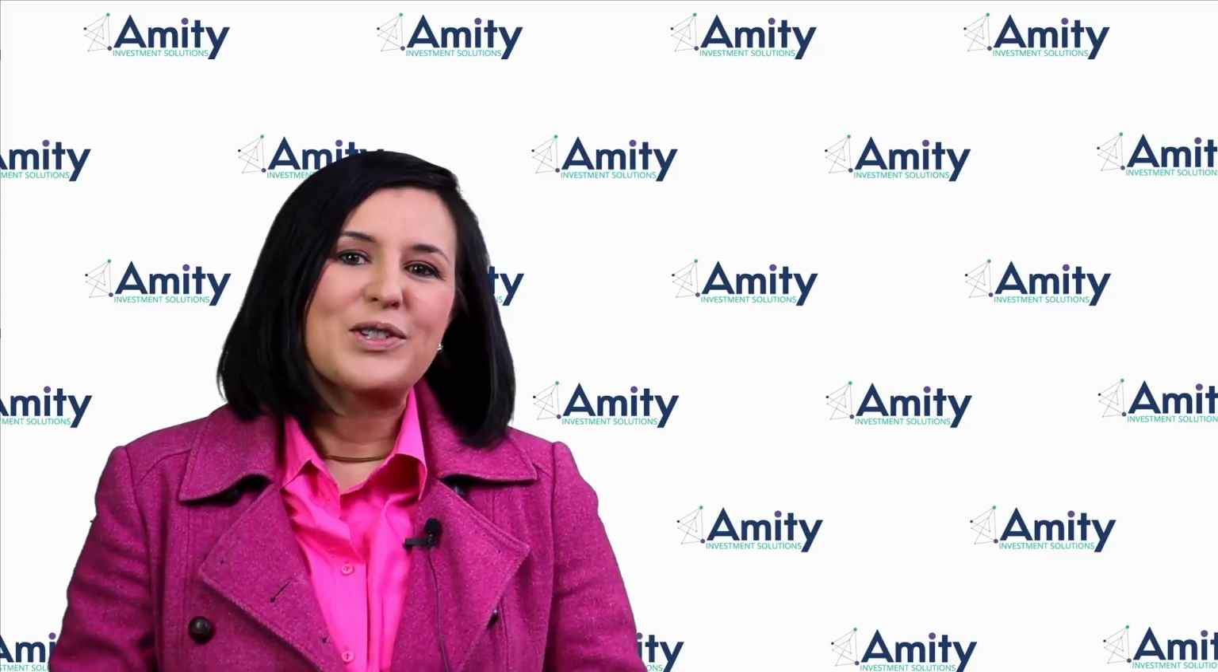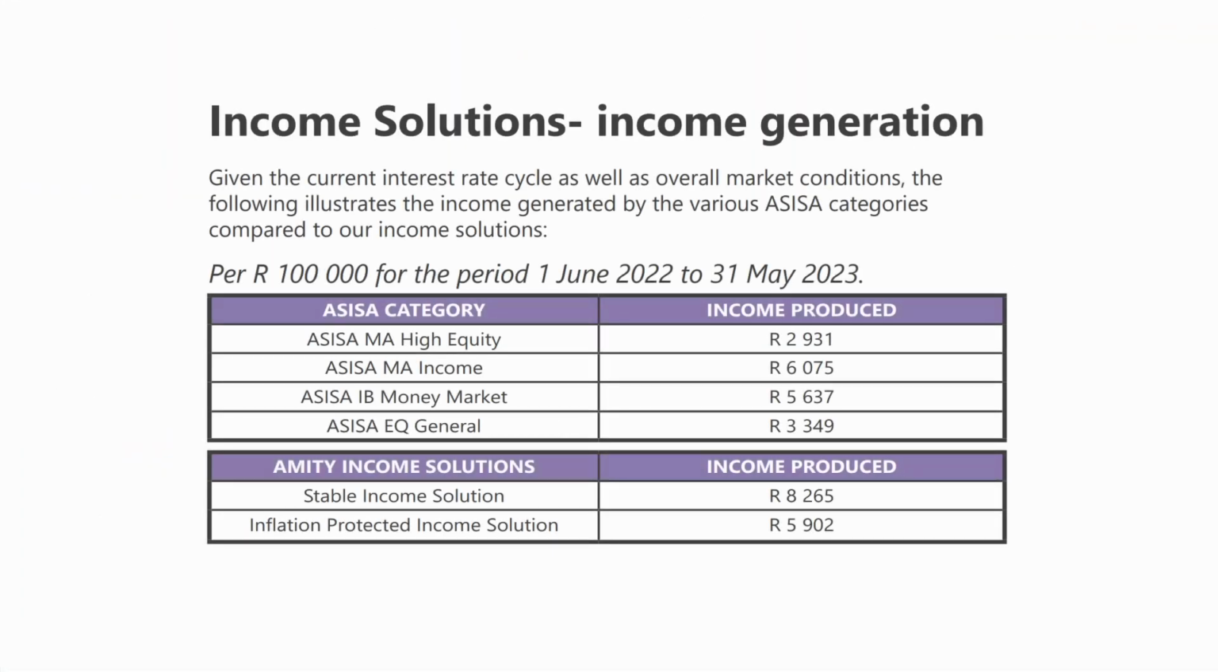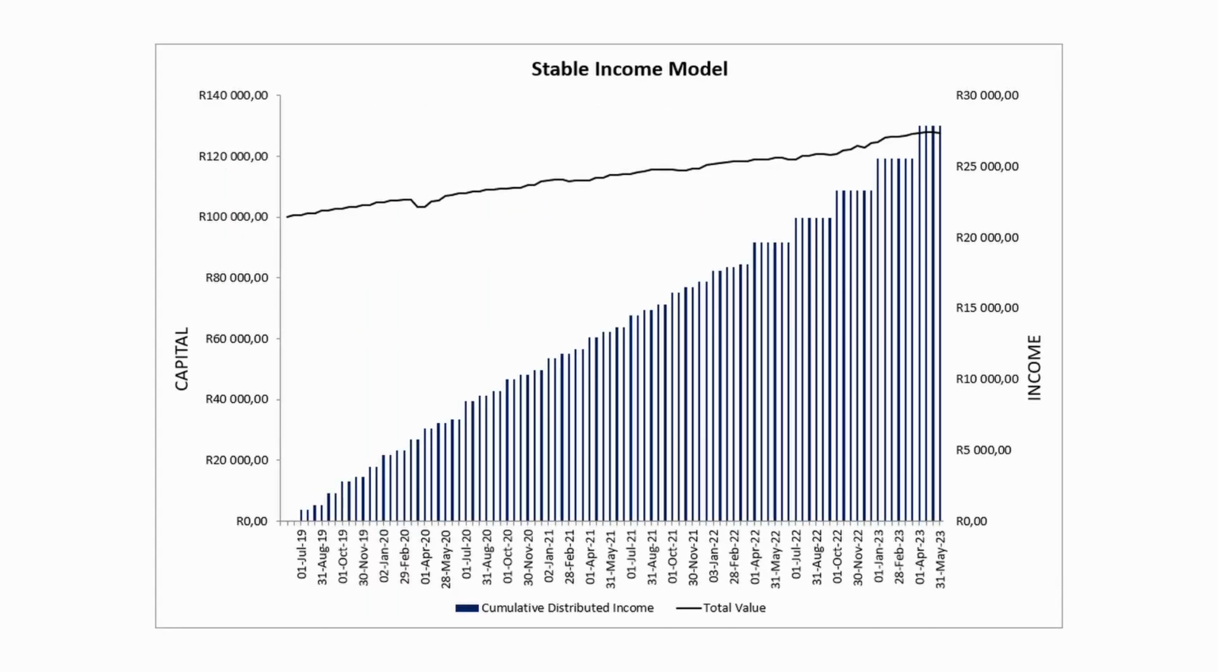Now let's move on then to our income model portfolios. We look firstly at the income produced for the stable income and the inflation protected. We can also then measure this against what the income generated by some of the CISA categories. The stable income continues to deliver great results, both in terms of capital and income generation, as can be seen from this chart.